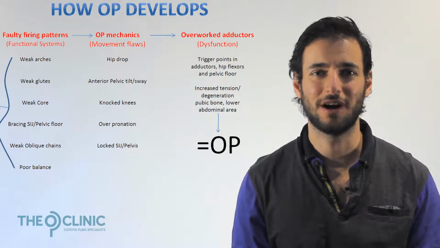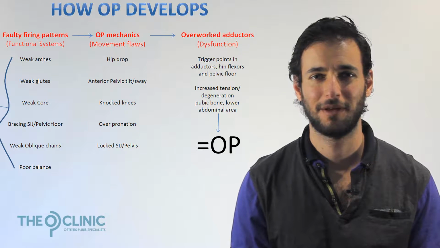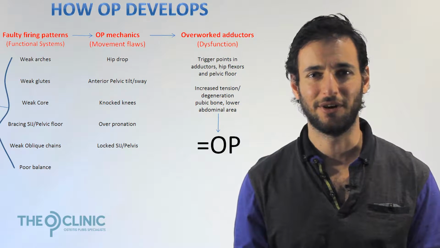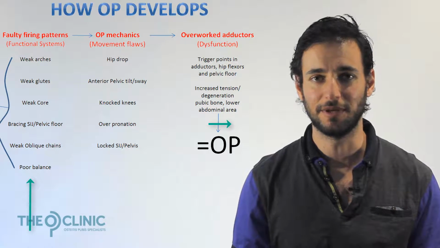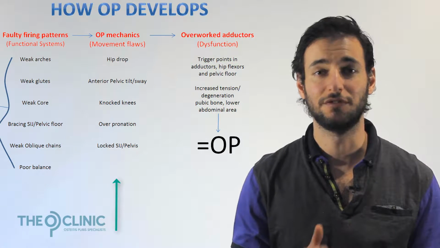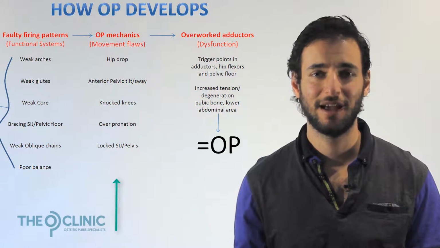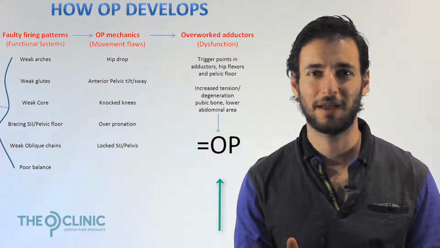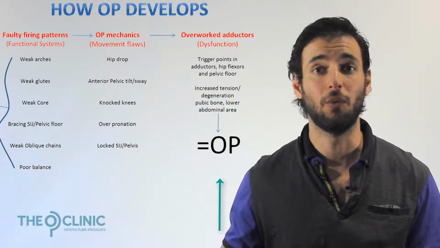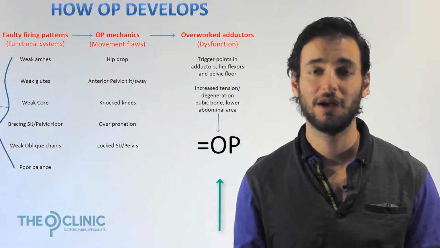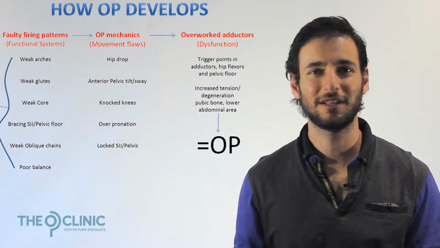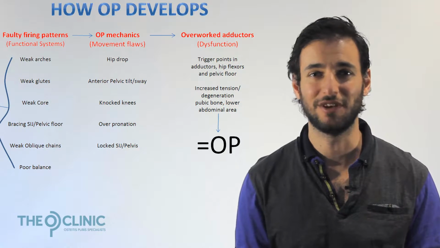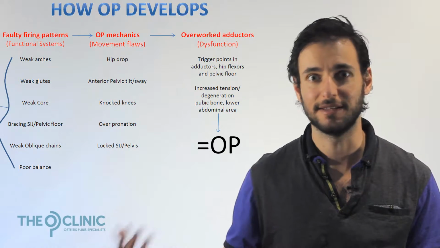So let's start with this diagram, which I'm going to pop on your screen now. What you'll see in the diagram is that there are basically three columns, where I start with faulty firing patterns at the very beginning, and these lead to the development of OP mechanics, and these OP mechanics eventually lead to the overworking of your adductors, which eventually causes you to develop OP. Let's go through how this chain of events occurs.